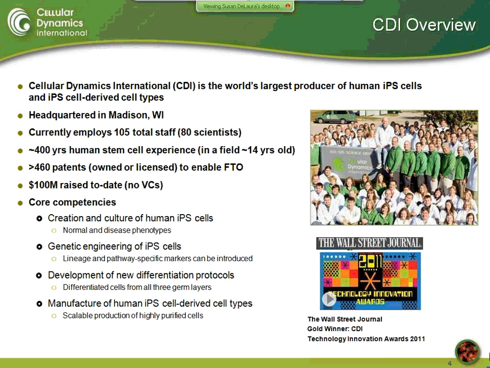We also have development of new differentiation protocols so that you're able to have these terminally differentiated cell types of interest. We can do it from all three germ layers, and we're able to scale up and manufacture these cell types to extremely high levels, and I'll speak to that a bit more in an upcoming slide.